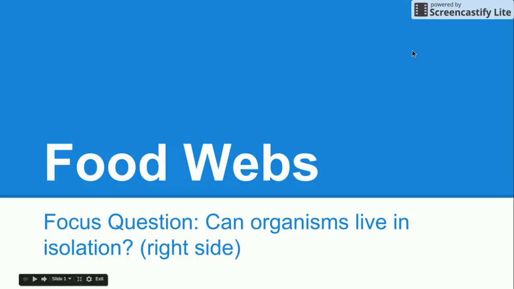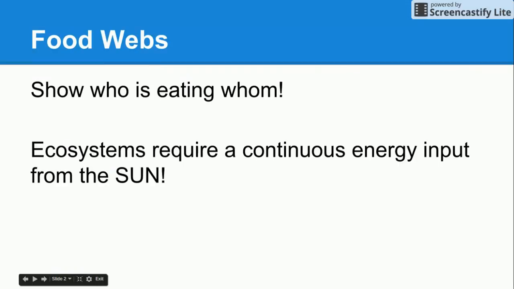Okay, so today we're going to talk about food webs, and our focus question is going to remain, can organisms live in isolation? And this goes on the right side of your notebooks. So what are food webs? They show who is eating whom. So they show the direction of predator-prey relationships.